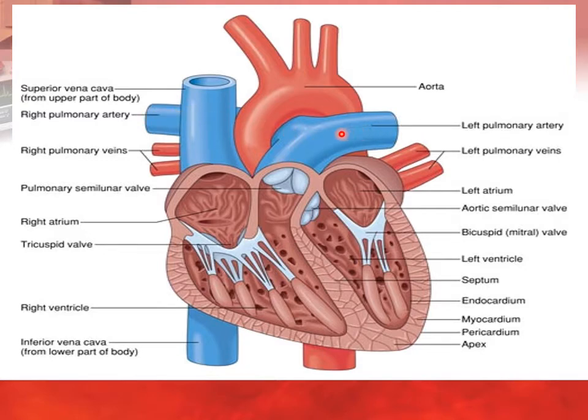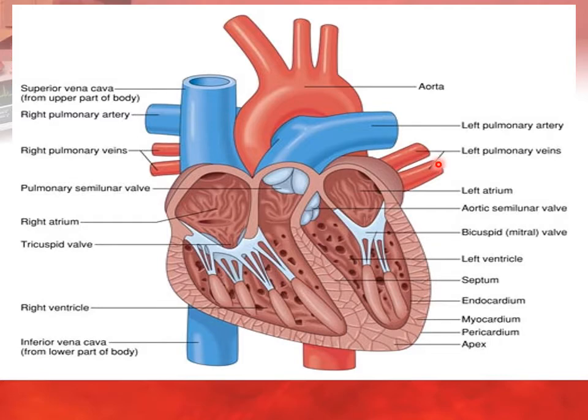So this would be the left, and this would be the right pulmonary artery, and that's taking blood to the lungs. So then at the lungs, the blood becomes oxygenated and comes back in through the right pulmonary veins from the right lung, and the left pulmonary veins from the left lung, comes in and dumps into the left atrium.